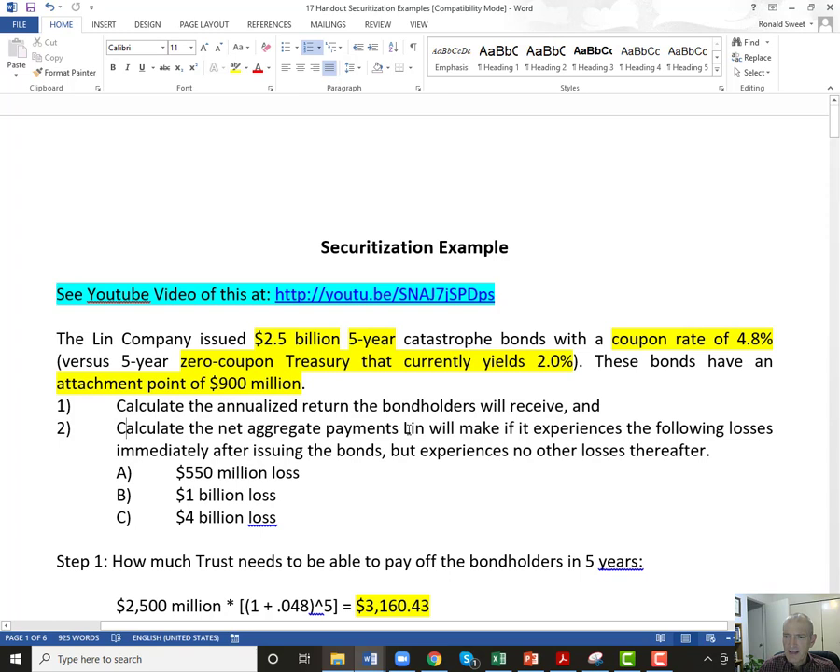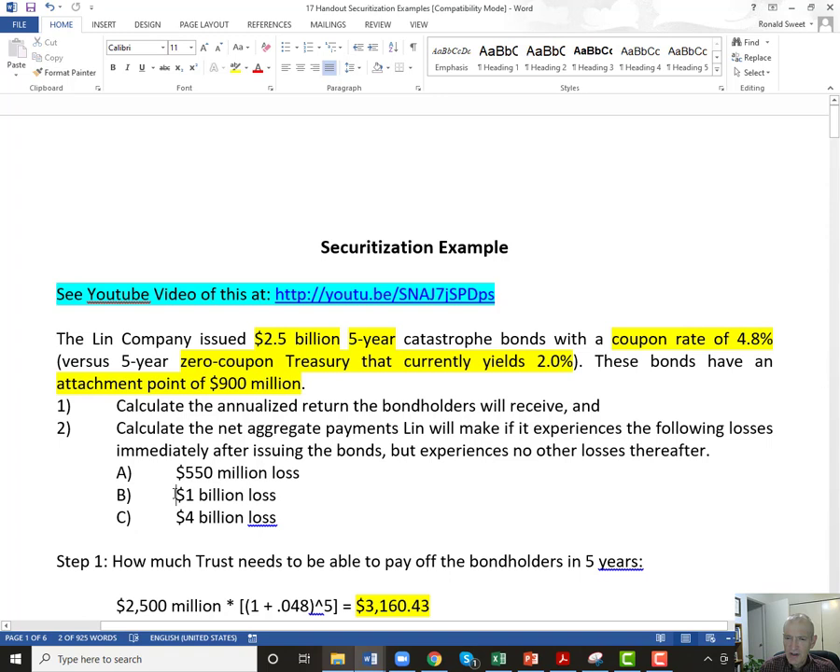And then we want to ask, how did Lynn do? All right. So the first question we ask, well, what did they lose? We'll have a $550 million catastrophe. Well, that was pretty straightforward. The attachment point's $900 million. These bondholders, they don't care. $550 million, that's below the attachment point. If that happens, they're going to make their 4.8%. So that's really straightforward. There's nothing there.